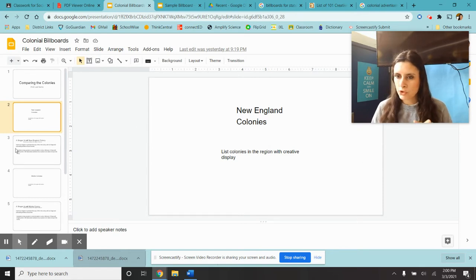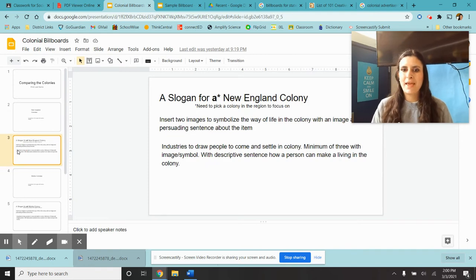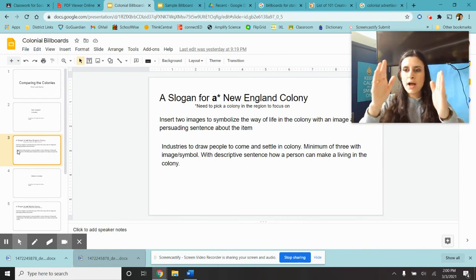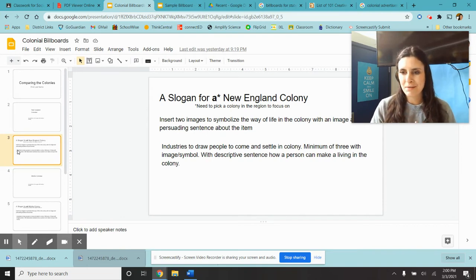Pick one of those colonies, and you're going to make a billboard encouraging someone from Europe, preferably England, but we know other people came from other parts of Europe, to come to that colony. What are the incentives for them to come to that colony, right? Think of like the tourism industry, right? They're wanting people to come. They want the people there. People can have a new life.